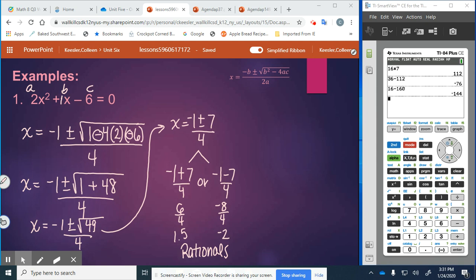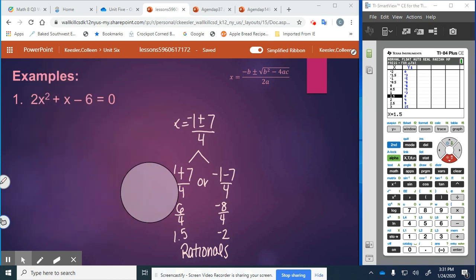And I want to prove to you that if I were to put that equation in my calculator, 2x squared plus x minus 6, and pull up the graph, sure enough, my roots are 1.5 and negative 2. And if I look at the table, negative 2 matches up with 0. And if I change my table setting to 0.5, 1.5 also matches up with 0. So I've proven that I've gotten the correct answer and found the correct x values, or where this equation is equivalent to y being 0.